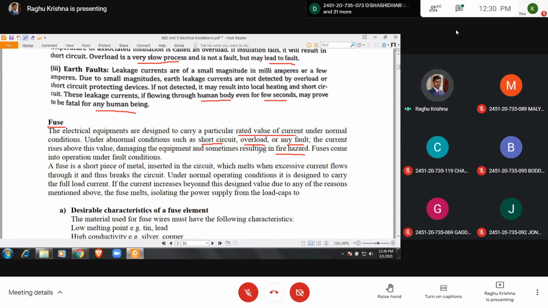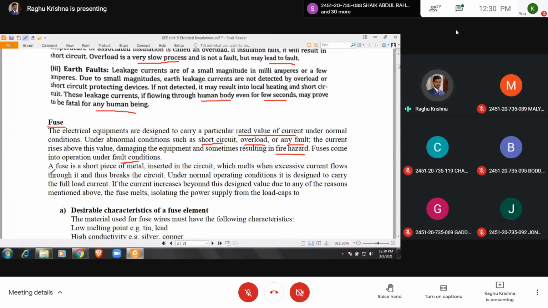So fuse comes into operation under fault conditions. If overcurrent flows, what happens? The fuse will break. Here the melting point of the fuse will be less. So when the current is greater than the rated value, the fuse will melt and the circuit will break. And the power supply to the equipment will be disconnected, and we can check the equipment. If there is a problem with the equipment, we can repair it.